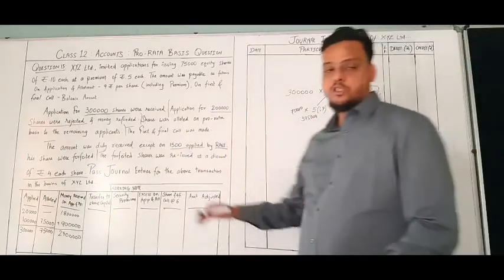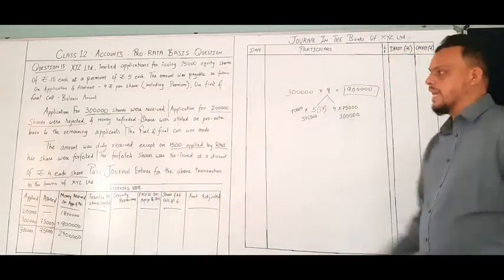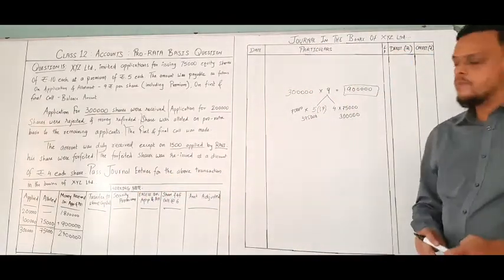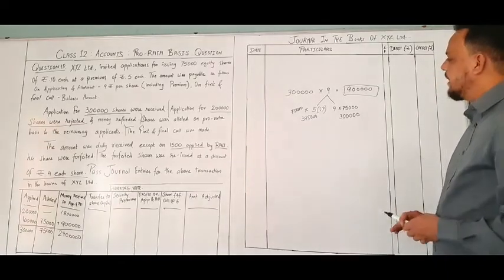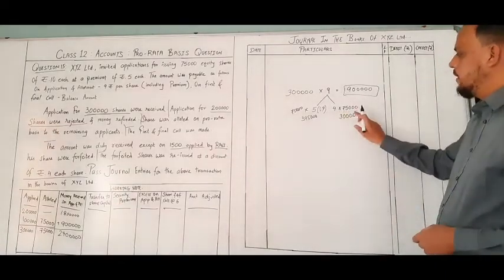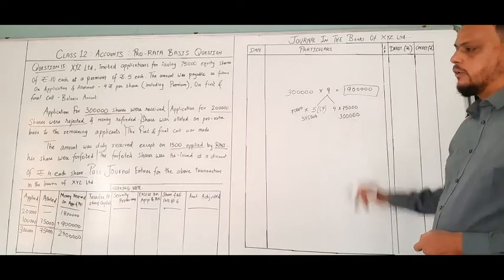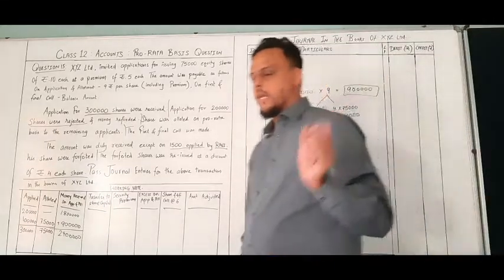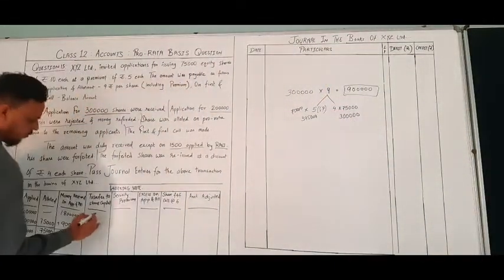The amount has to be adjusted in this table, and then we have to make the journal entries. So, as you know, 4 rupees into 75,000 shares is equal to 3 lakhs. The transfer to share capital in the first row will be nil.